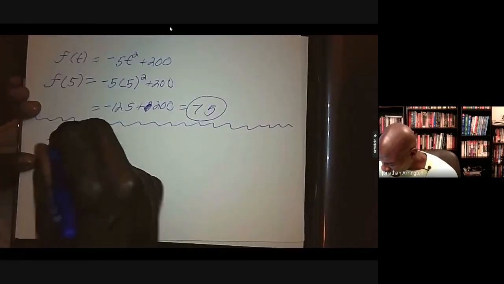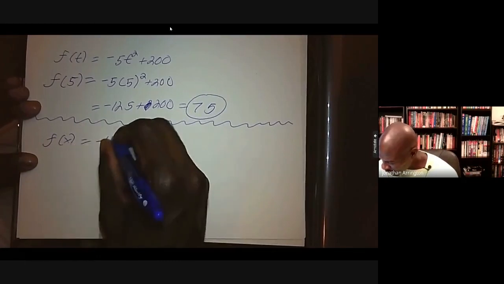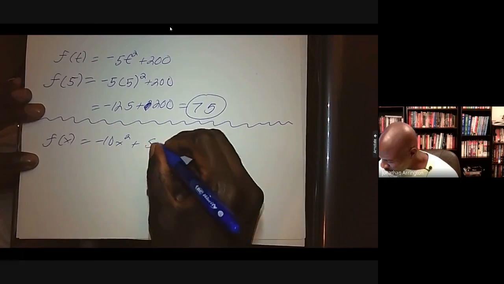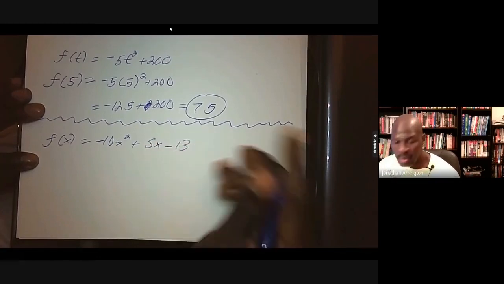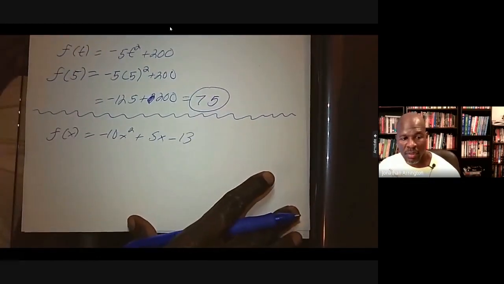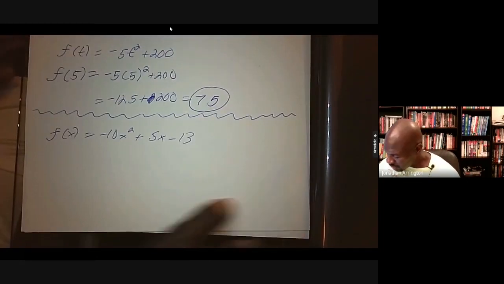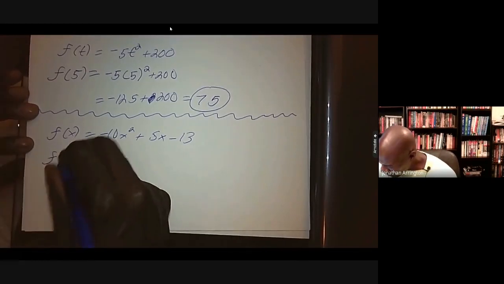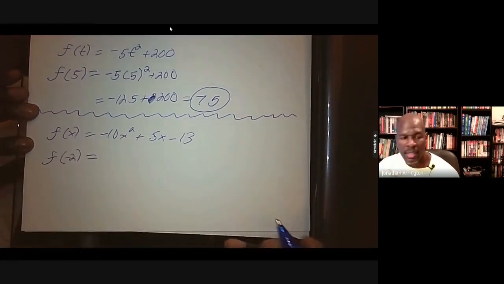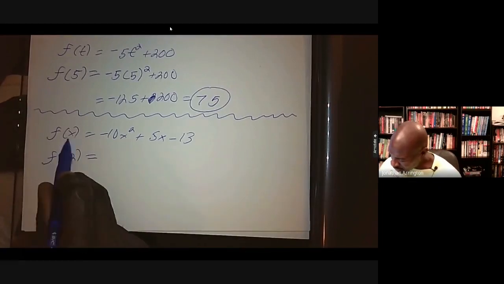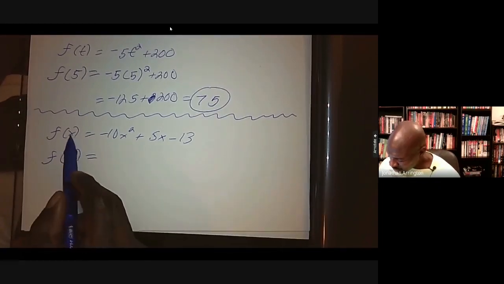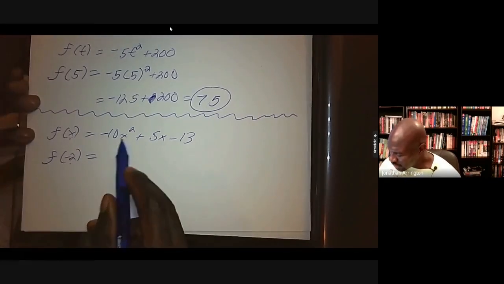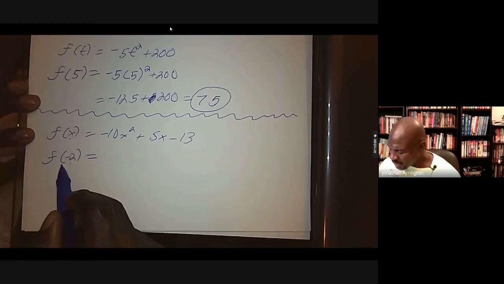I have some function f of x, and say f of x is negative 10x squared plus 5x minus 13. There's my function f of x. You see it in all its beauty. And let's say I want to do something as simple as finding f of negative 2. Now, to find f of negative 2, the function is f of x, and what I'm doing is replacing this x with a negative 2. So what I'll do in the function is replace every x with a negative 2.